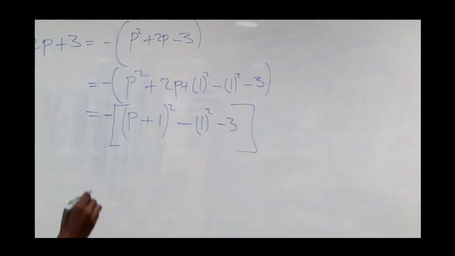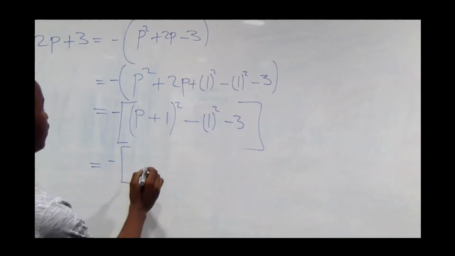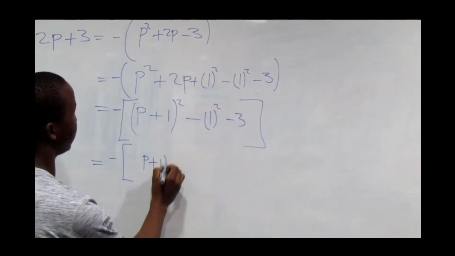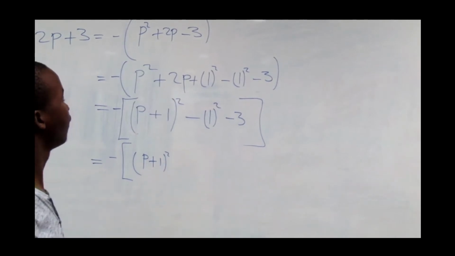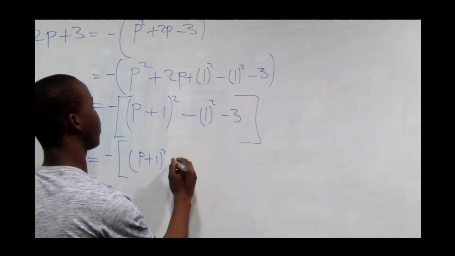Then when you arrive here, we say negative, p plus 1 whole squared. Then 1 squared is 1, minus 1 minus 3 is minus 4.